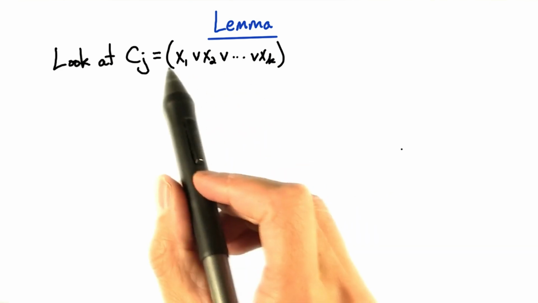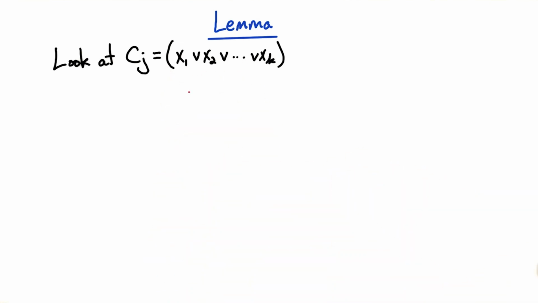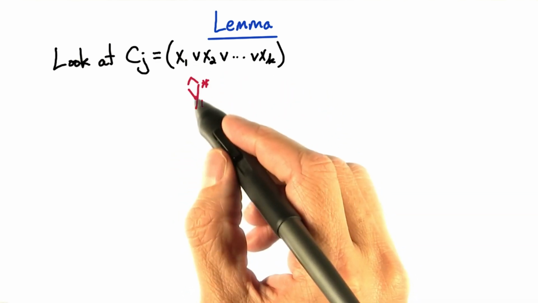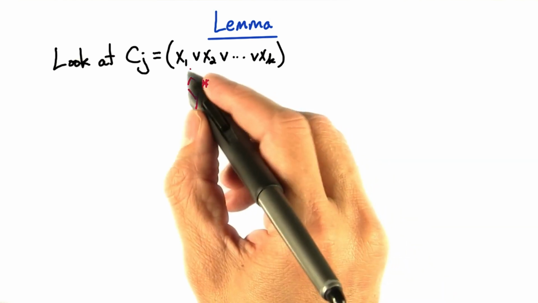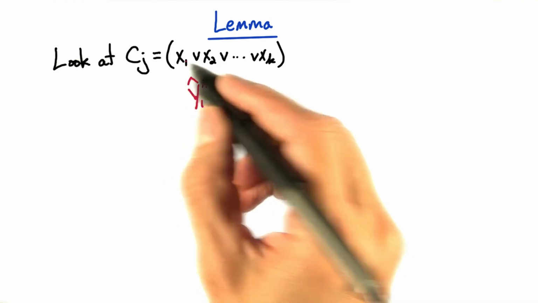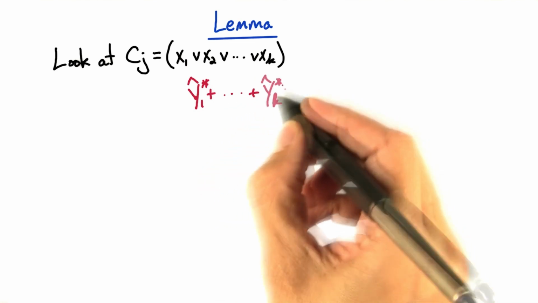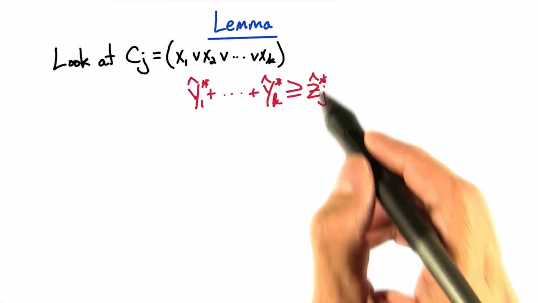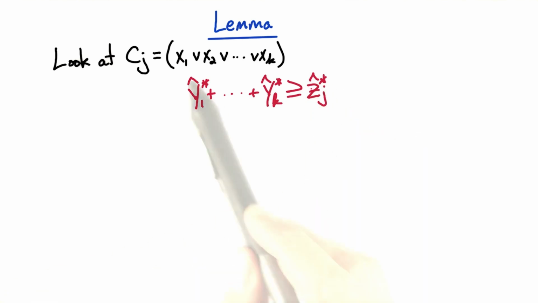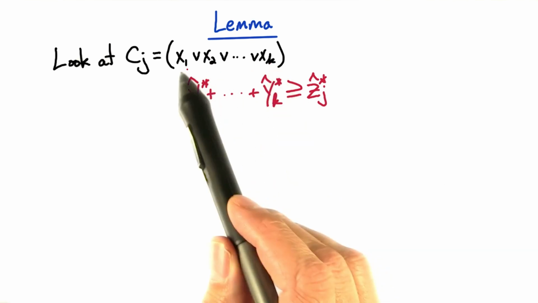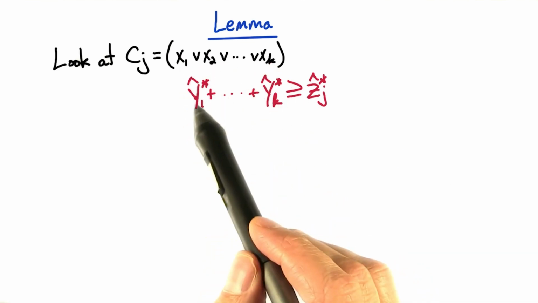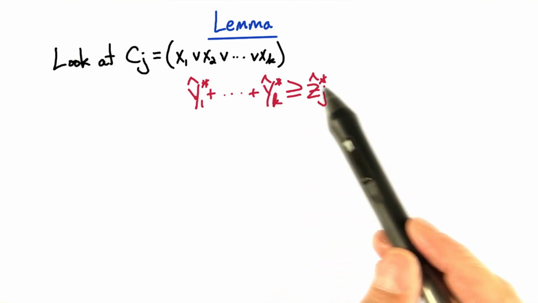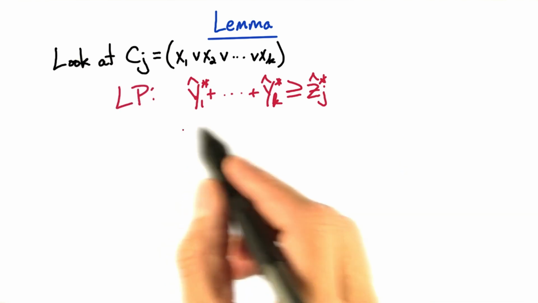Now, what was the LP constraint for this clause? Let's look at it in terms of the optimal solution to the LP. So variable x1 has this variable in the LP, y1 hat star. We want that if this is 0, meaning x1 is false, and if that's the case for all k of these variables, then we want this variable zj hat star to be 0 in this case. So if all these literals are unsatisfied, meaning all these variables are set to false, then all these y's are set to 0, then zj must be 0, corresponding to this clause being unsatisfied. This is the LP constraint.